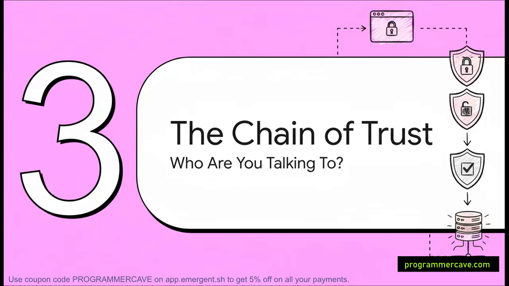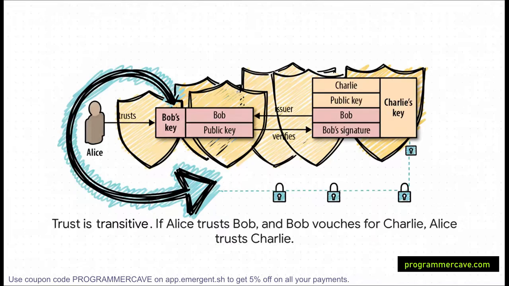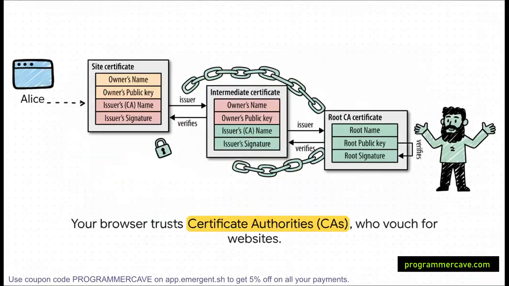I mean, what's to stop anyone from just making one up? Well, this is where a beautiful concept called the chain of trust comes in. It's all based on a very simple human idea, transitive trust. Think about it this way. If you, Alice, totally trust your friend Bob, and then Bob comes to you and vouches for some new person, Charlie, you now have a pretty good reason to trust Charlie, right? You're extending your trust through a chain. The web works in the exact same way.